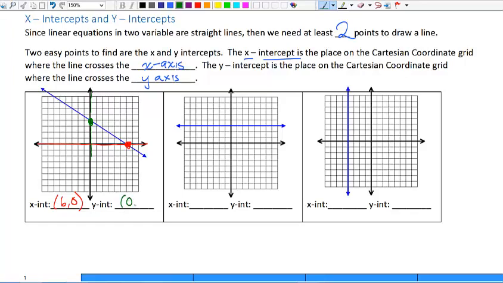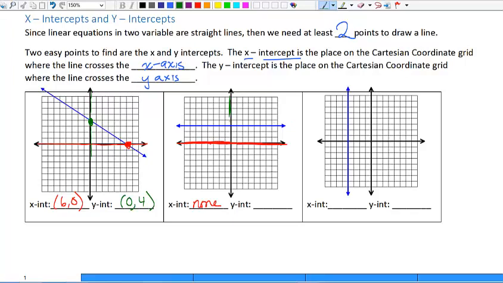Yep, which is going to be called (0, 4). Alright, let's do it again. This is my axis in red, my x-axis. Where does my blue line hit the x-axis? Well, in this case, it doesn't, so I'm going to write none. The reason is that my blue line is parallel to the x-axis, so it won't ever touch.